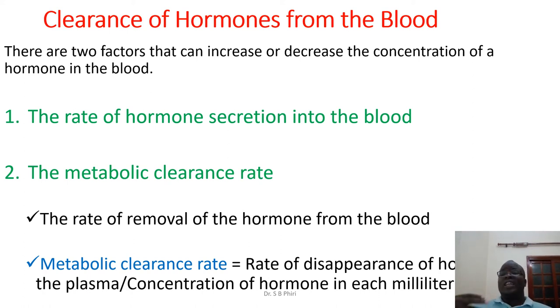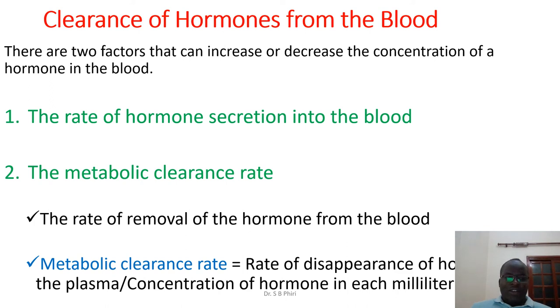Because as long as they remain there, they are going to continuously stimulate the cells and you're going to be getting the continuous response. So to control for that, how are they removed from the body? So this is the clearance of hormones from the blood or from the body. There are two factors that can increase or decrease the concentration of hormones in the blood.